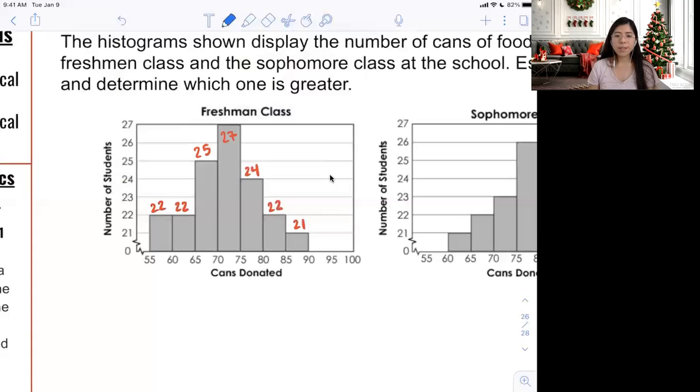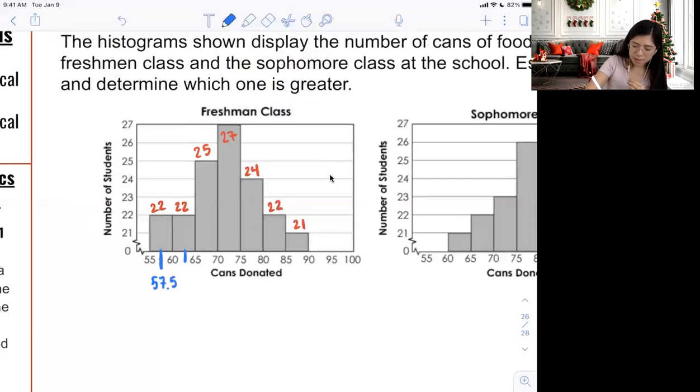Next thing I need to know is what is the middle of each bucket? So if the first one is between 55 and 60, what is the middle of that? We need to find the median of every single bucket. We already know we can add those two numbers and divide by 2. So 55 plus 60 divided by 2 is 57.5.